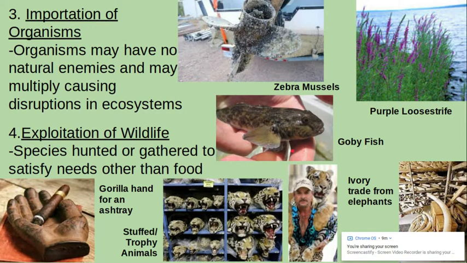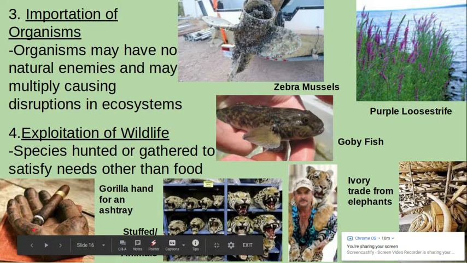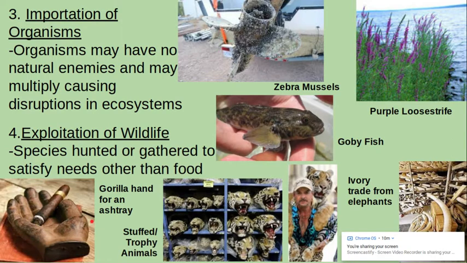Exploitation of wildlife. Species are hunted or gathered to satisfy needs other than food. This is the person that wants to get the animal so they can have like a trophy on the wall, like a big rack. It was common in the 1940s and 50s to walk into a doctor's office and see a gorilla hand for an ashtray. So it was like a prestigious thing. So yes, that is a gorilla hand that was killed and sold.